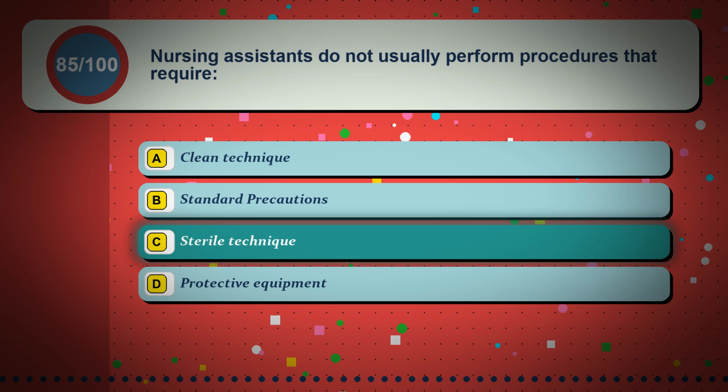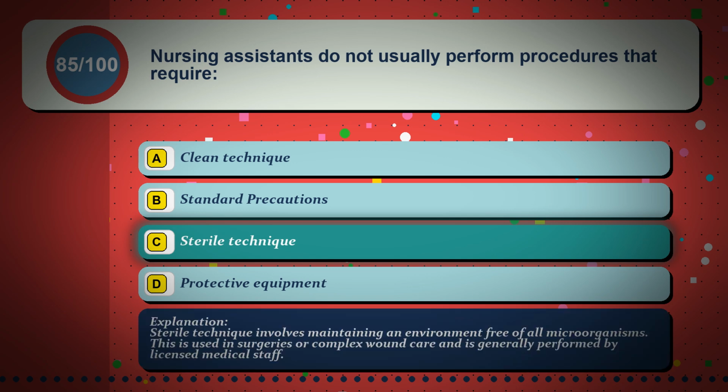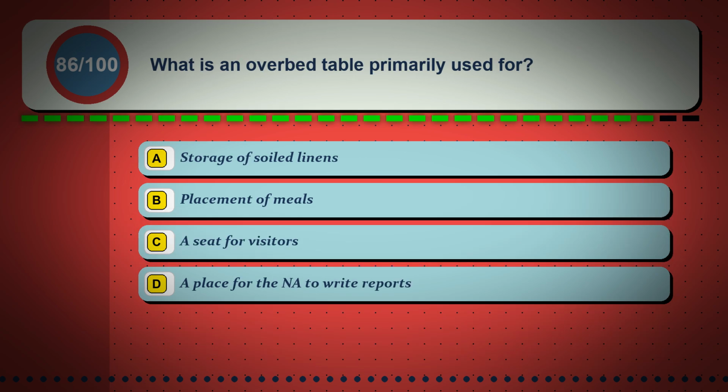The correct answer is option C. Sterile technique. Sterile technique involves maintaining an environment free of all microorganisms. This is used in surgeries or complex wound care and is generally performed by licensed medical staff. Question 86. What is an overbed table primarily used for?